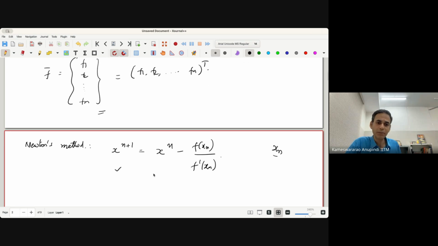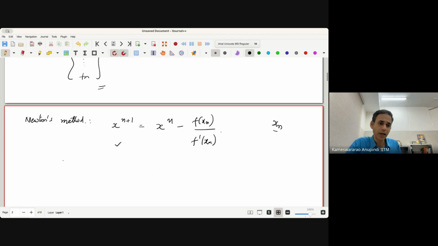Now, the same thing can be extended for a system of nonlinear equations using Newton's method. Only thing is that instead of calculating xn plus 1, I'm now calculating x bar of n plus 1. Okay, so instead of n plus 1, let me write k plus 1, because n we are already making use of for the length of the vector. So let me say x bar of k plus 1 equals x bar of k minus f bar of x bar of k.